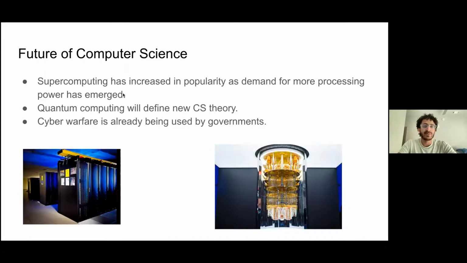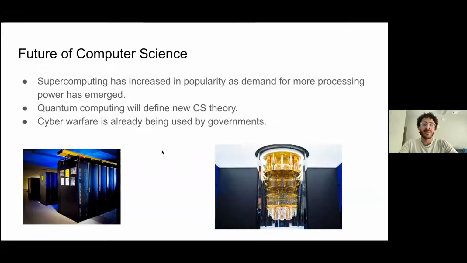And so the first subject I want to touch on in regards to the future of computer science is supercomputing. Supercomputing has increased in popularity as demand for more processing power has emerged. You can see on the left of the presentation, this is a supercomputer, and a supercomputer is just a fancy way of saying a bunch of computers stacked up on each other that all process the same input. But here's the thing, you're going to build a supercomputer because the input you give it is very large or very complex. It's the most powerful form of computing we have, which basically means supercomputers are the best thing on earth that can do math.